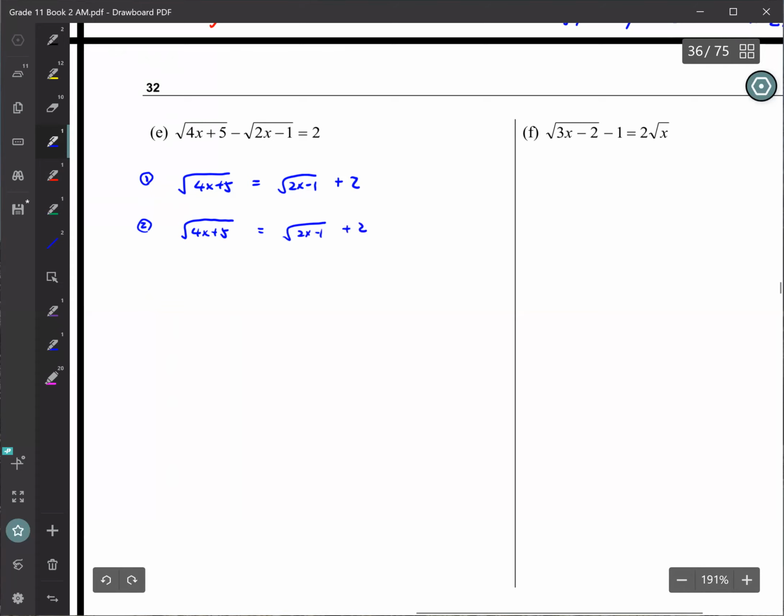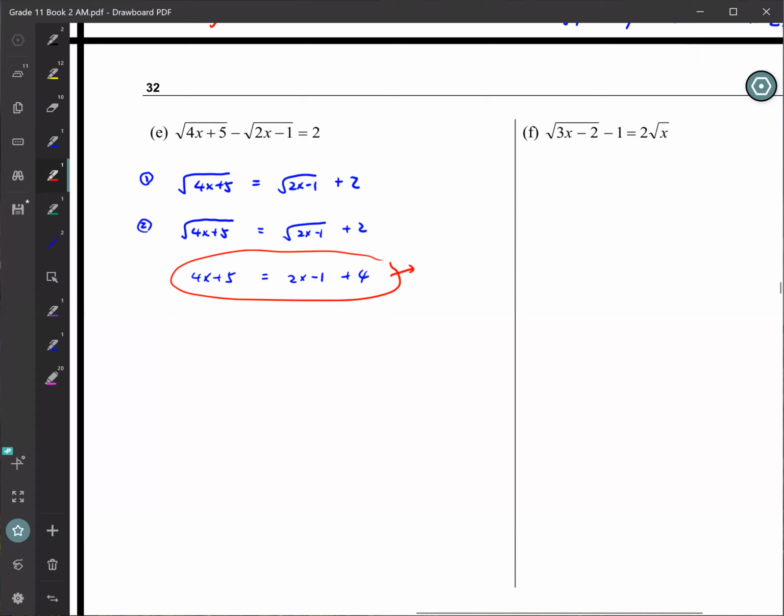Okay, how do we square both sides, Colin? So just square both sides. So what would it become? Can you tell me? 4x plus 5 equals 2x minus 1 plus 4. Okay. Very good. Thank you for doing this so everybody can learn from it. So this is not correct. Thank you, okay? It's a good mistake that a lot of people make. So this is not good.